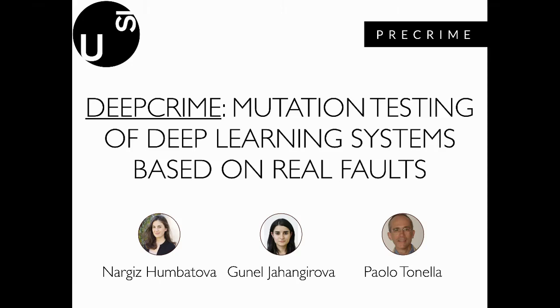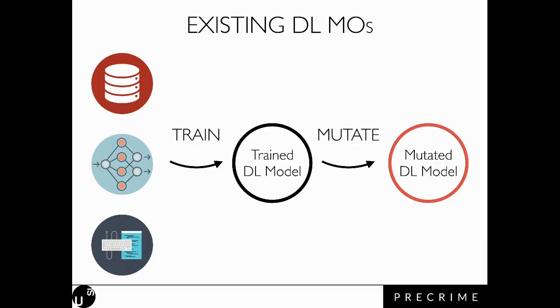In this video, I will present you our tool called DeepCrime, which is created for mutation testing of deep learning, or shortly DL systems, and that is based on real faults. Existing DL mutation tools represent post-training operators, which means that these operators are applied to an already trained and saved model by usually tweaking the weights in a random manner or adding or deleting some layers of the model.